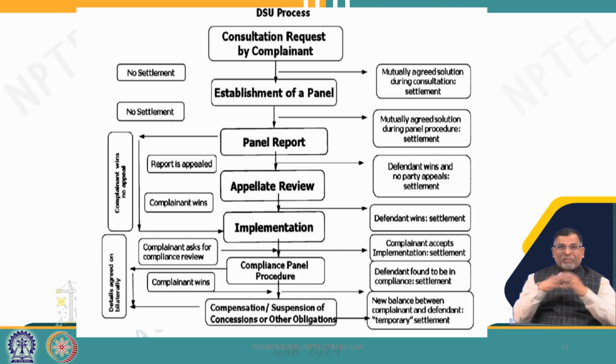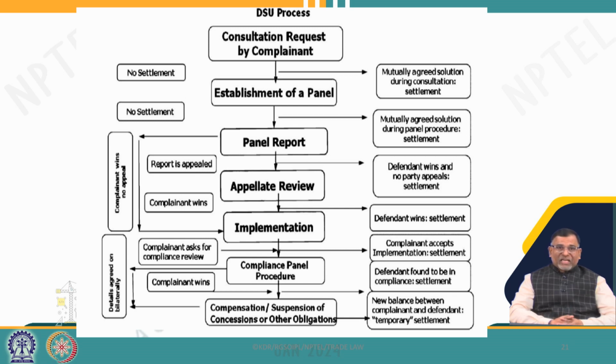So, the DSB will form a panel, and the panel will come out with a report. The panel report may be appealed or may not be appealed. Both the parties can appeal, and then there is an appellate review mechanism by the Appellate Body. Then one party wins, or there can be a settlement as well. Otherwise, it will go for implementation, and if there is any dispute with regard to the implementation period, then the parties can go on with Article 21.3 arbitration. The arbitrators will decide a reasonable period of time for implementation, and if there is any complaint with regard to non-implementation of the report, then a compliance panel is again formed.